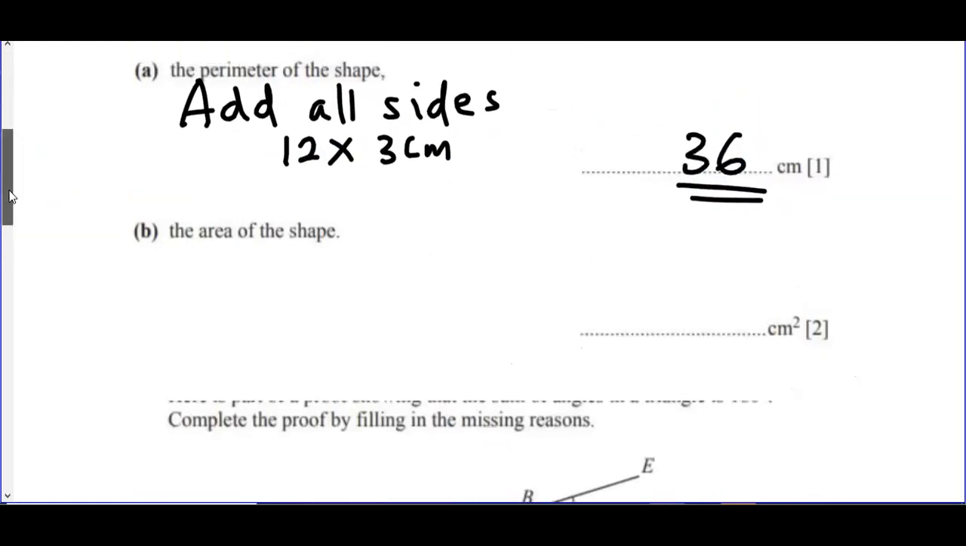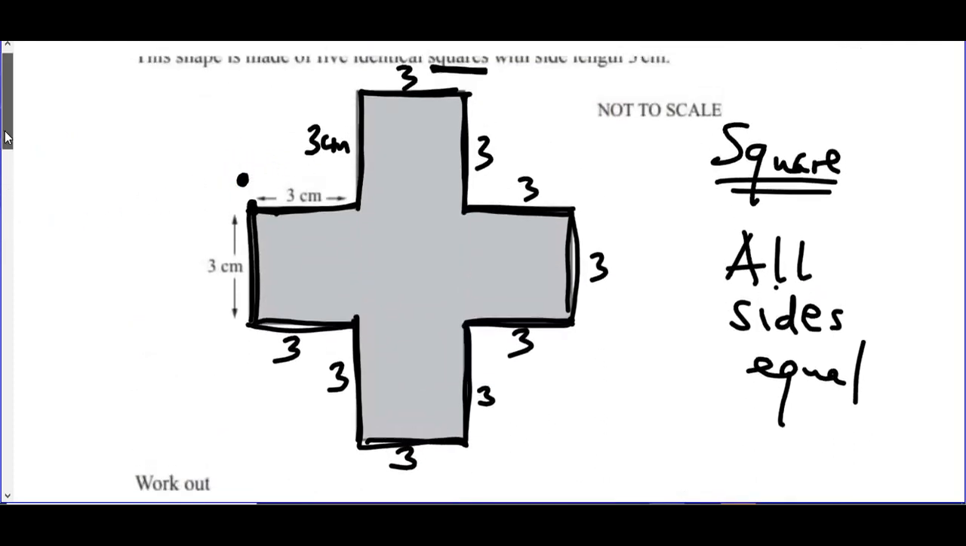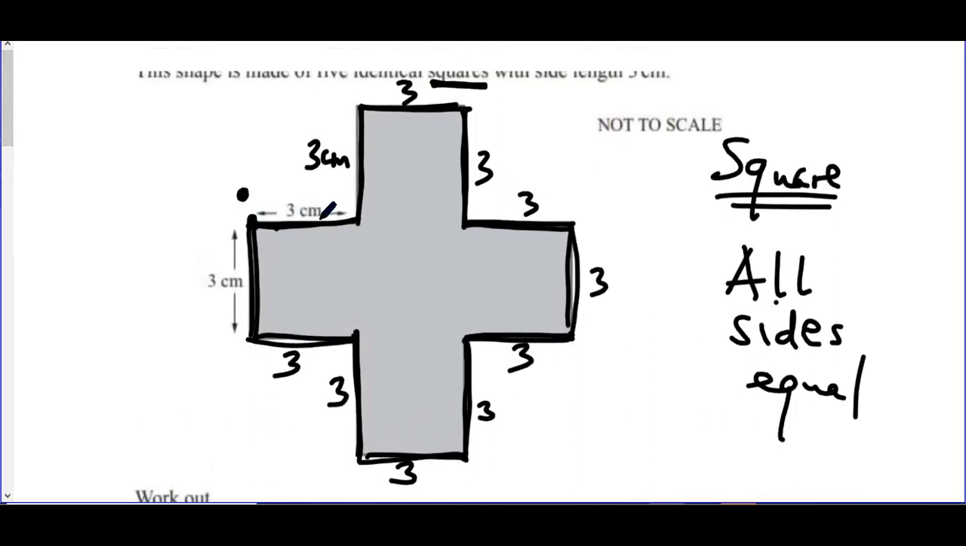As you go around the shape, you can try to count, you are adding 3s all the way. So to cut the long story short, count how many 3s there are. If there are 12, multiply by 3.